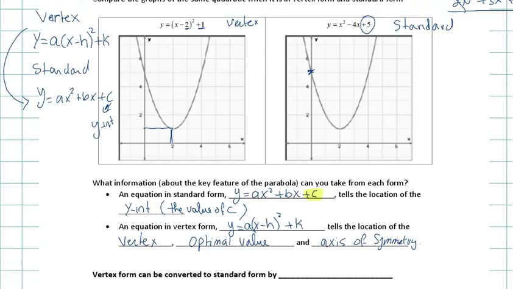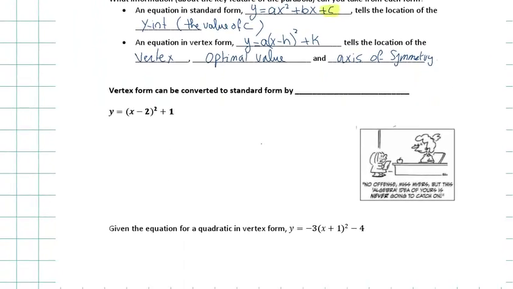Okay? All right. Now, to go from vertex to standard, we have to expand. Vertex form can be converted to standard form by expanding. You guys have to learn this terminology because the question will be asking you to expand. The question will say expand. Stop. Period. That's it. You're done. Expand. Do it. Okay? It will not give you any other explanation.